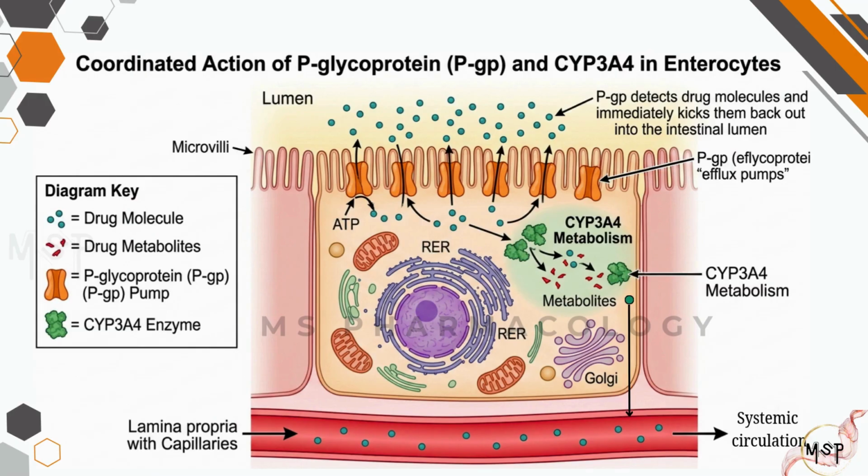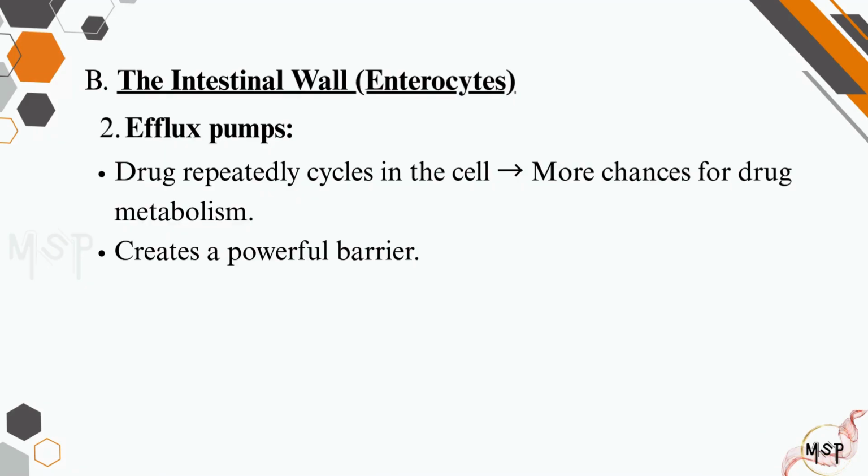Transport proteins like P-glycoprotein are often found with CYP3A4 in the intestinal lining, and both can act together to limit drug absorption. P-glycoprotein detects drug molecules that have just entered the cell and immediately kicks them back out into the intestinal lumen, while CYP3A4 metabolizes those that remain inside the cell. This cycling increases the time the drug spends inside the enterocyte. This extra time gives the CYP3A4 enzymes more opportunities to catch and metabolize the drug. This synergy creates a powerful barrier that neither the enzyme nor the transporter could achieve on its own.